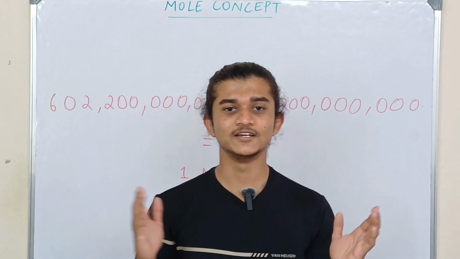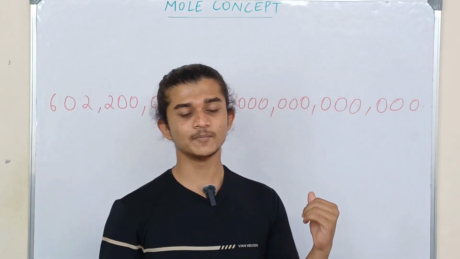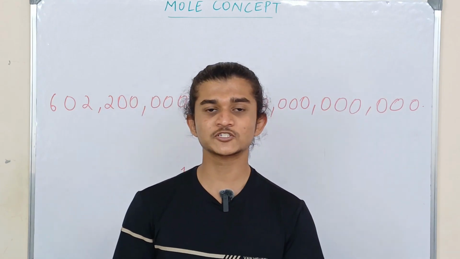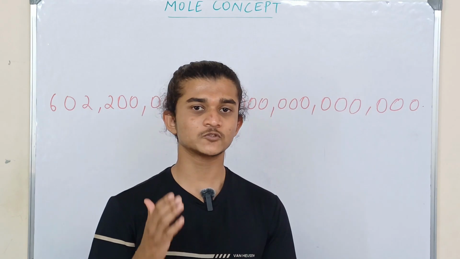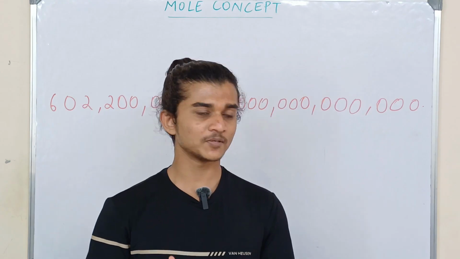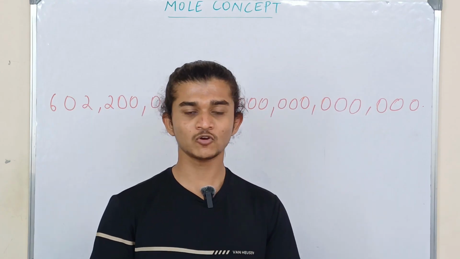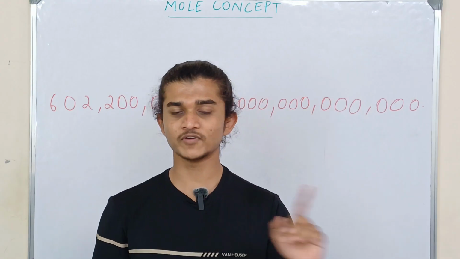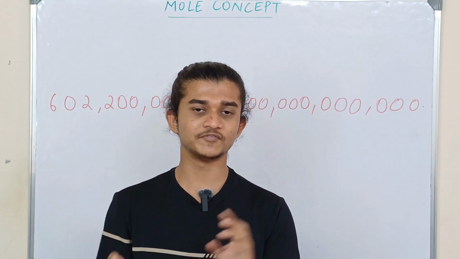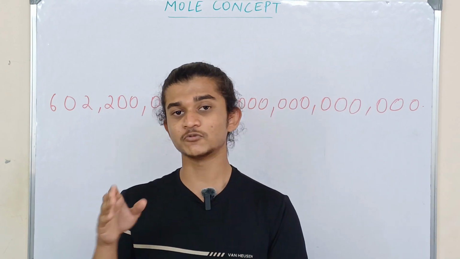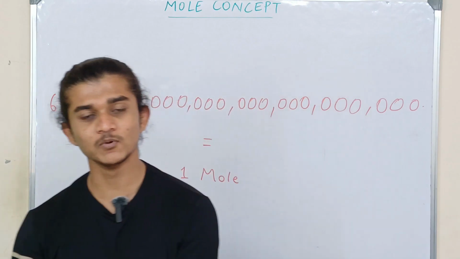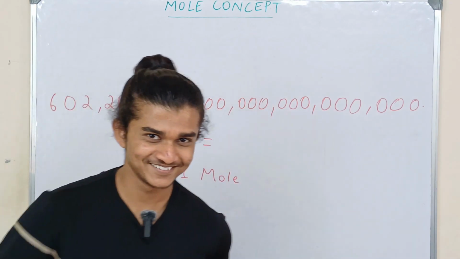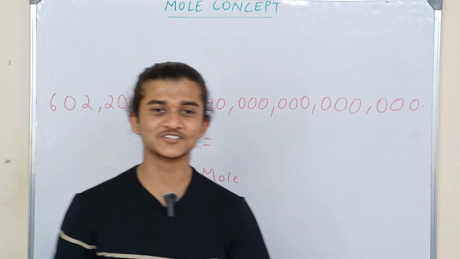Hello guys, in today's video we're going to be discussing the mole concept. Now before we jump into the video, I'm going to ask you a simple question. What is 1 dozen? If someone asks you what is 1 dozen, you're normally going to say that it is 12 something. So if I say 1 dozen of eggs, it means 12 eggs. If I say 2 dozen of eggs, it means 24 eggs. Or if I say 1 dozen of books, it means 12 books. I missed one book. So anyway, 12 books.